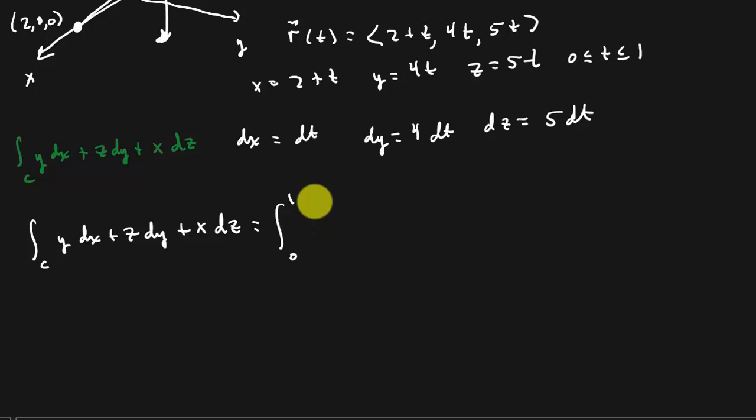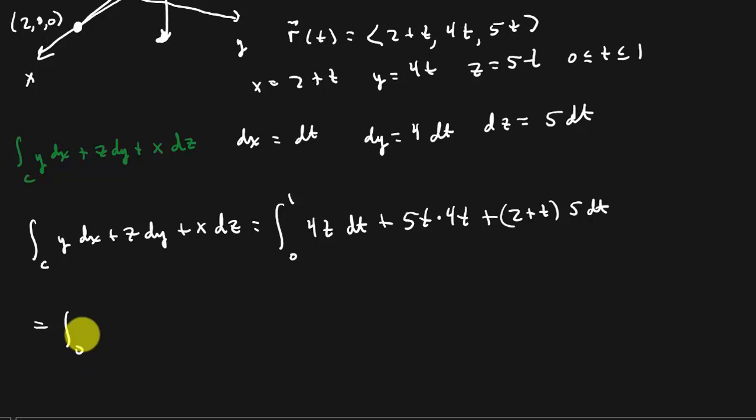All right, and that's going to be, let's see, y is 4t times dx, which is just dt. So that's 4t times dt, plus z, which is 5t, times dy, which is 4t, so times 4t, plus x, which is 2 plus t, times dz, which is 5 dt. And so this is 0 to 1. And when you multiply all that out, combine like terms, you get (10 plus 29t) dt. You can do that arithmetic.